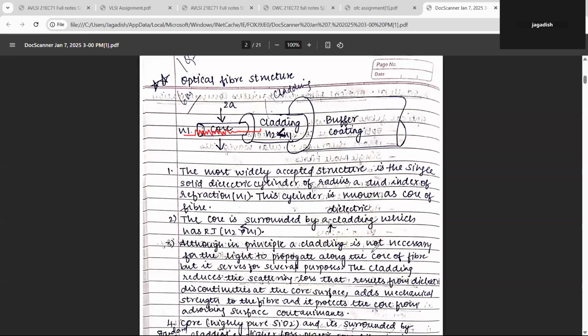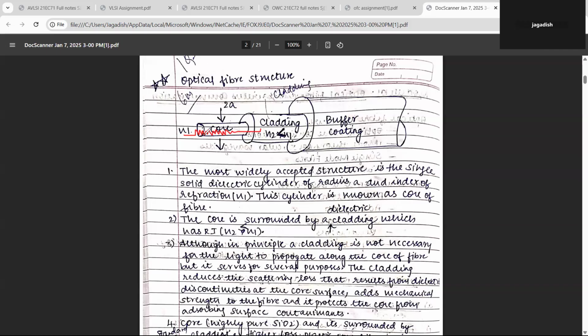Light propagates along the core of the fiber, and the cladding serves several purposes. So next, what is the work of cladding? The cladding will reduce the scattering loss. We will learn what scattering loss is in the upcoming chapter. So this cladding will reduce the scattering loss that results from dielectric discontinuities of the core.